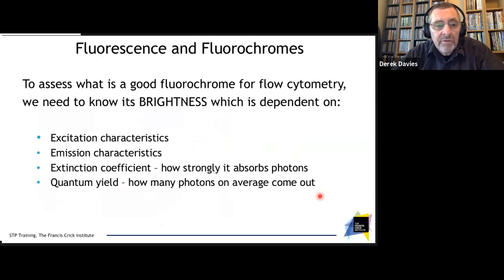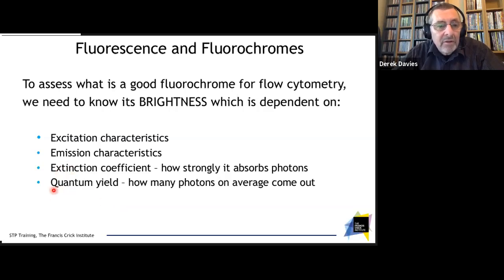Now, the extinction coefficient is a measure of how good a molecule is at absorbing light. If I throw 100 photons of light at a molecule, I don't always get 100 excitations of an electron. And the quantum yield is, if I do get 100 excitations of my electron, how many times does it actually emit a photon? It doesn't always happen.